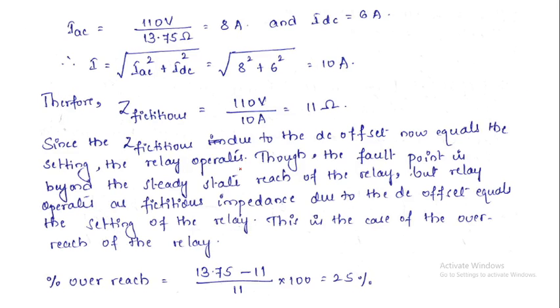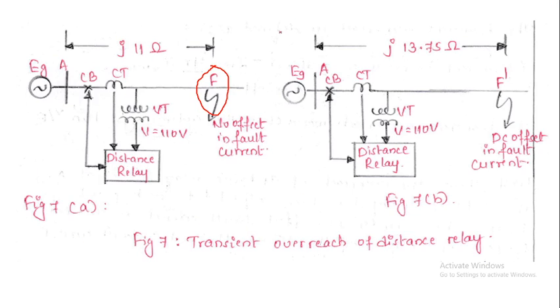Now what we are doing in the second case, instead of having 11 ohm, we are increasing the fault location. Instead of 11, now we have taken the impedance as 13.75. With respect to kilometers also you can consider, earlier it was 11 kilometers, now the distance has been increased to 13.75 kilometers. Now let me check whether for this fault also the relay is going to operate. So this 13.75 ohm is introduced because of the DC offset.